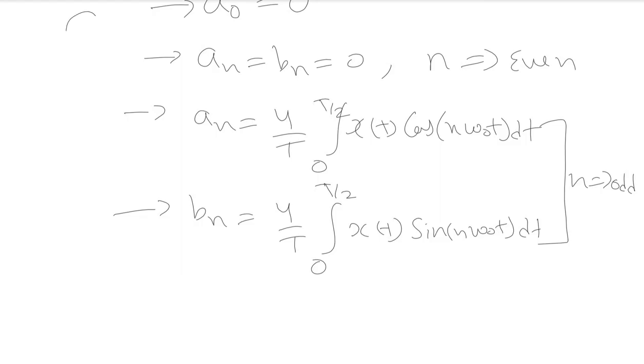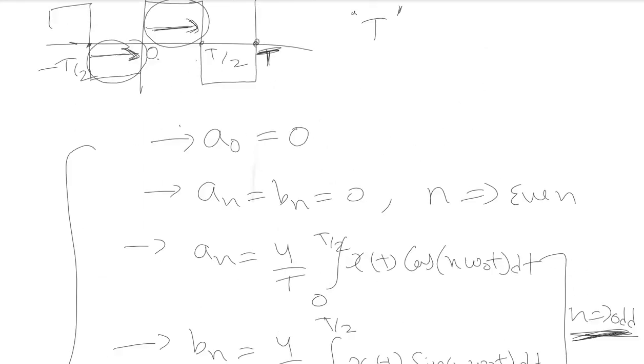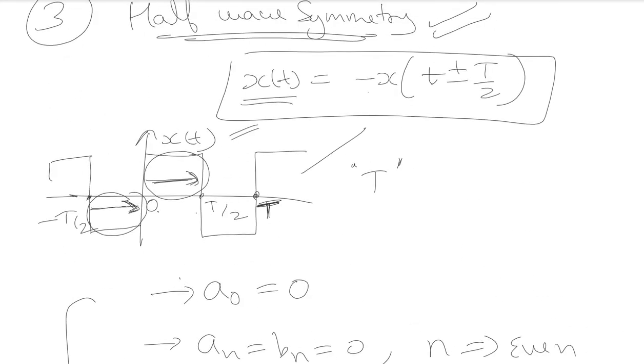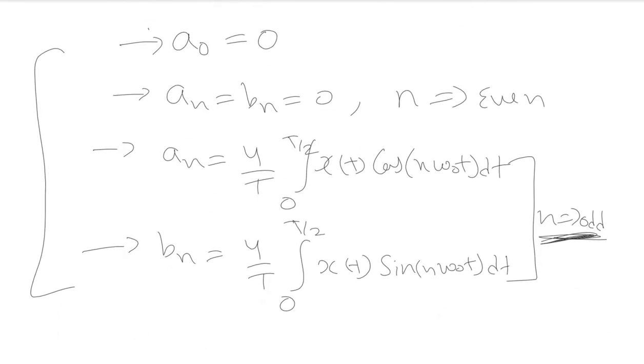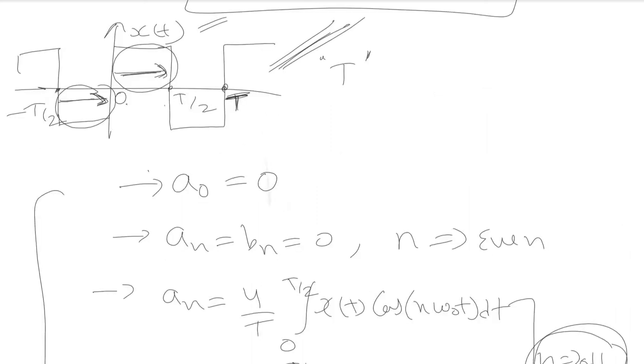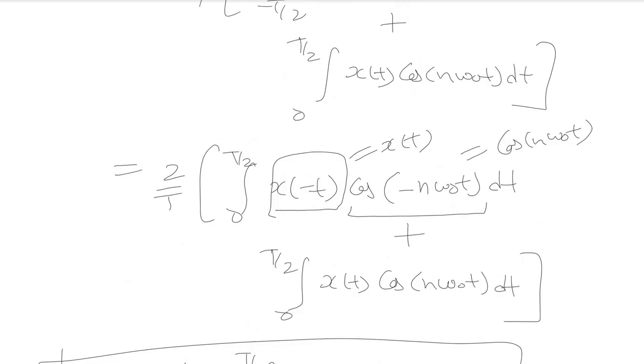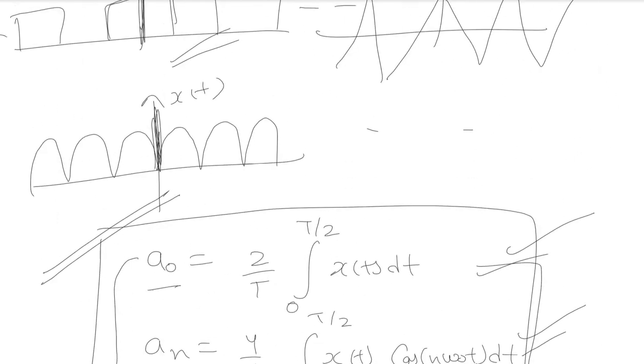Thus, we can clearly say that the Fourier series expansion of a periodic signal with half wave symmetry consists only of the odd harmonics. In case of such a signal, the Fourier series expansion consists only of the odd harmonics. There will be no even harmonics present in the signal. So these are the three symmetry conditions that you can remember in case of Fourier series expansion.